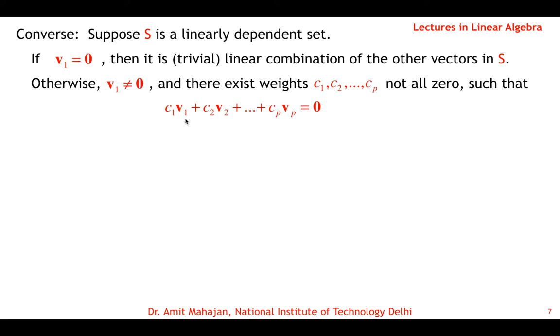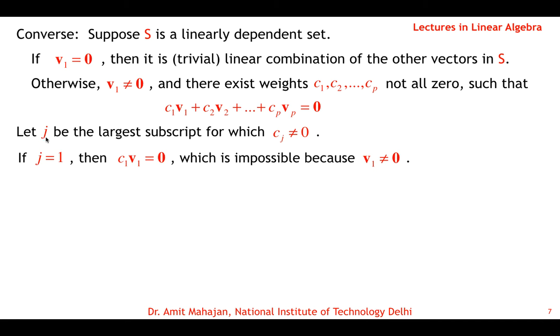Since the weights are not all 0, some of them may be 0. So let j be the largest subscript for which cj is non-zero. Maybe the last weight is 0, then the previous is 0, then the previous is 0, but there will be at least one largest j for which this weight is non-zero, because there is at least one non-zero weight. So now I'll prove that j cannot be 1.